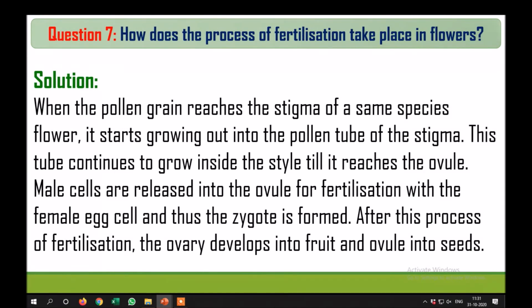Question 7: how does the process of fertilization take place in flowers? So the answer is: when the pollen grain reaches the stigma of a flower of the same species, it starts growing out into the pollen tube. This tube continues to grow inside the style till it reaches the ovule. Male cells are released into the ovule for fertilization with the female egg cell, and thus the zygote is formed. After fertilization, the ovary develops into fruit and the ovule into seeds.